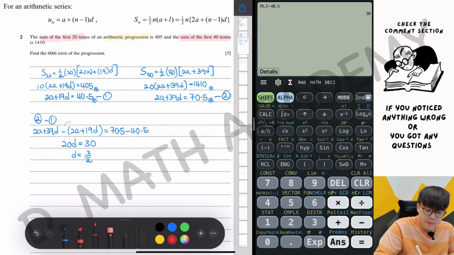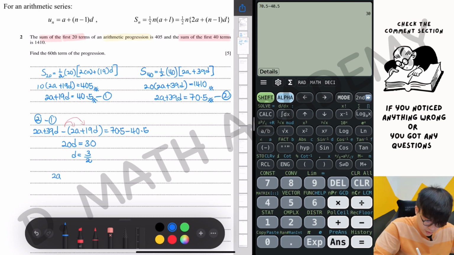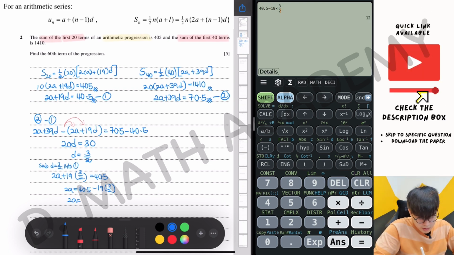Just in case you don't know what happened here, the negative will be multiplied into the two variables inside the brackets. Furthermore, we still have to find our a here. That is not done yet. So 2a plus 19d equals 40.5. 2a is actually 12 and a will be 6. So with these two answers, we can now find the 60th term of the progression.